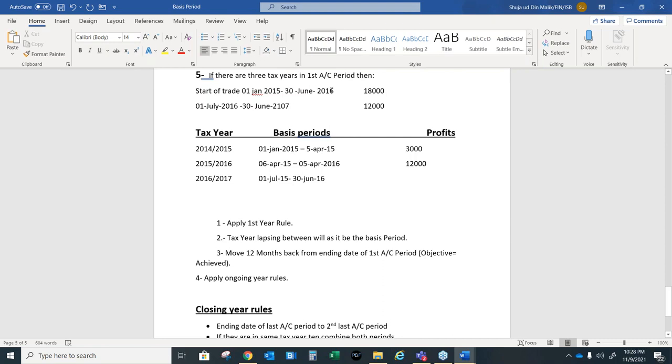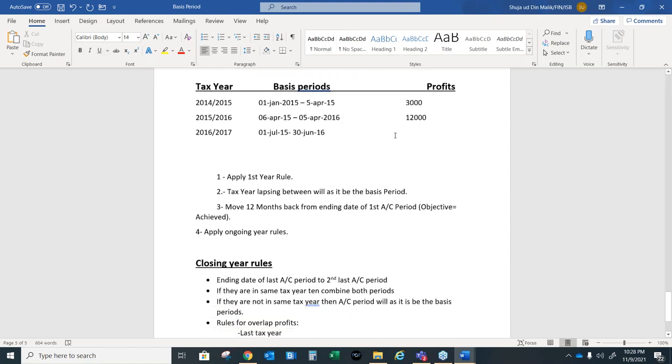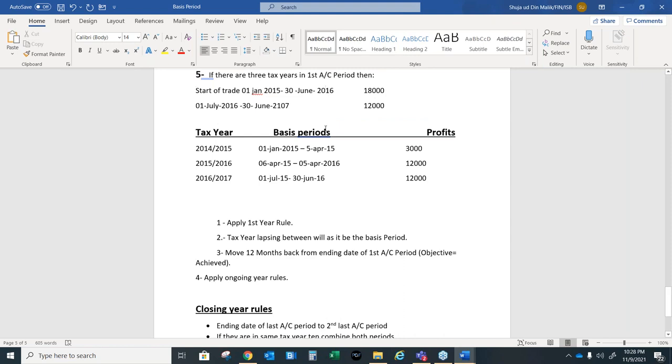So we have moved 12 months back from the ending date of the first accounting period, that is 30th June 2016, to 1st July 15. And again, this is from the period where per month profit is 12,000. Here for 12 months, it will be 12,000. Any problems till now? Now you have seen that this has been achieving our objective. 30th June, the objective achieved.